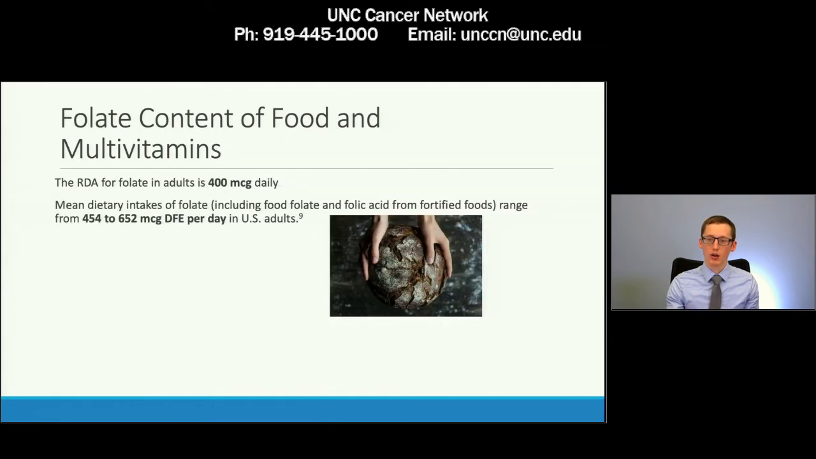So let's think about where we get our folate from and how much we're taking. So the RDA for folate in adults is 400 micrograms daily, so the recommended dietary allowance. Now, mean dietary intakes of folate, including folate from the food we eat or fortified foods, as in folic acid that's added to food, ranges between 454 and 652 micrograms per day in U.S. adults. So typically just eating our standard diets, we're getting enough folic acid. We're getting 100% of our daily folate or folic acid.